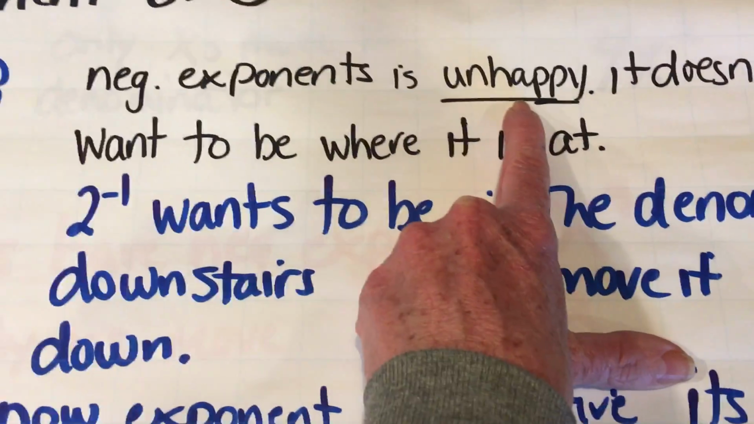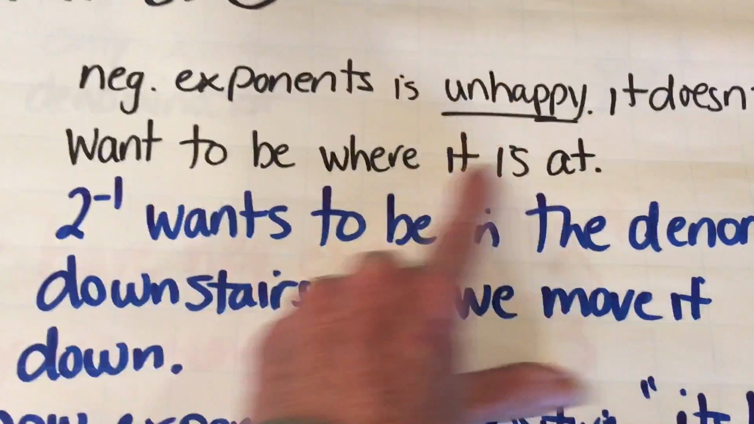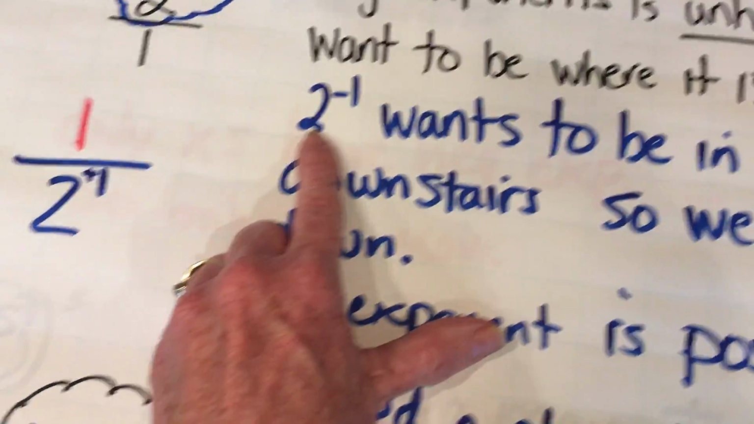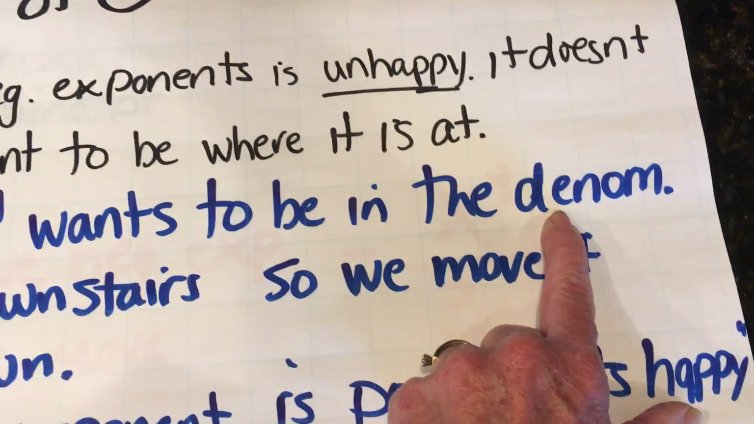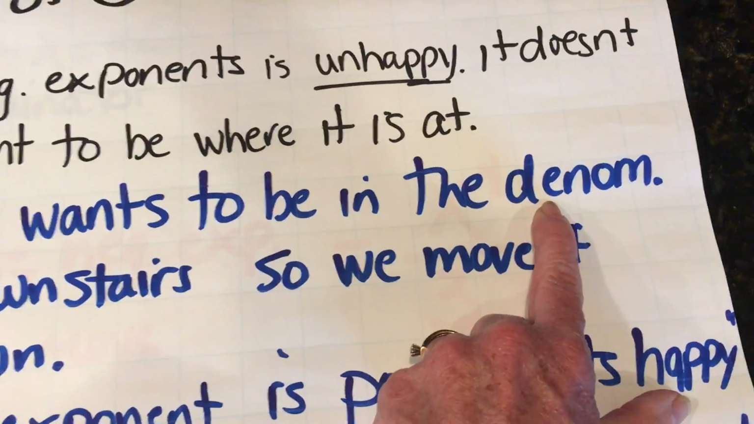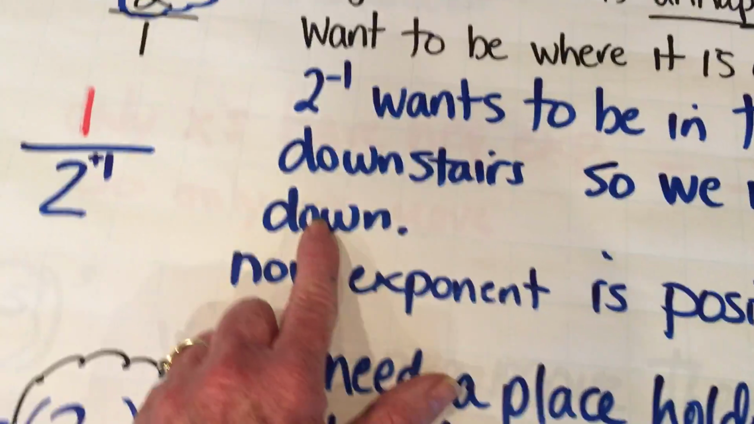So whenever you have a negative exponent, think of it as being unhappy. It doesn't want to be where it's at. So we're going to take this 2 to the negative 1. It wants to be in the denominator, so we're going to move it downstairs. So when we do that, it's going to make it happy.